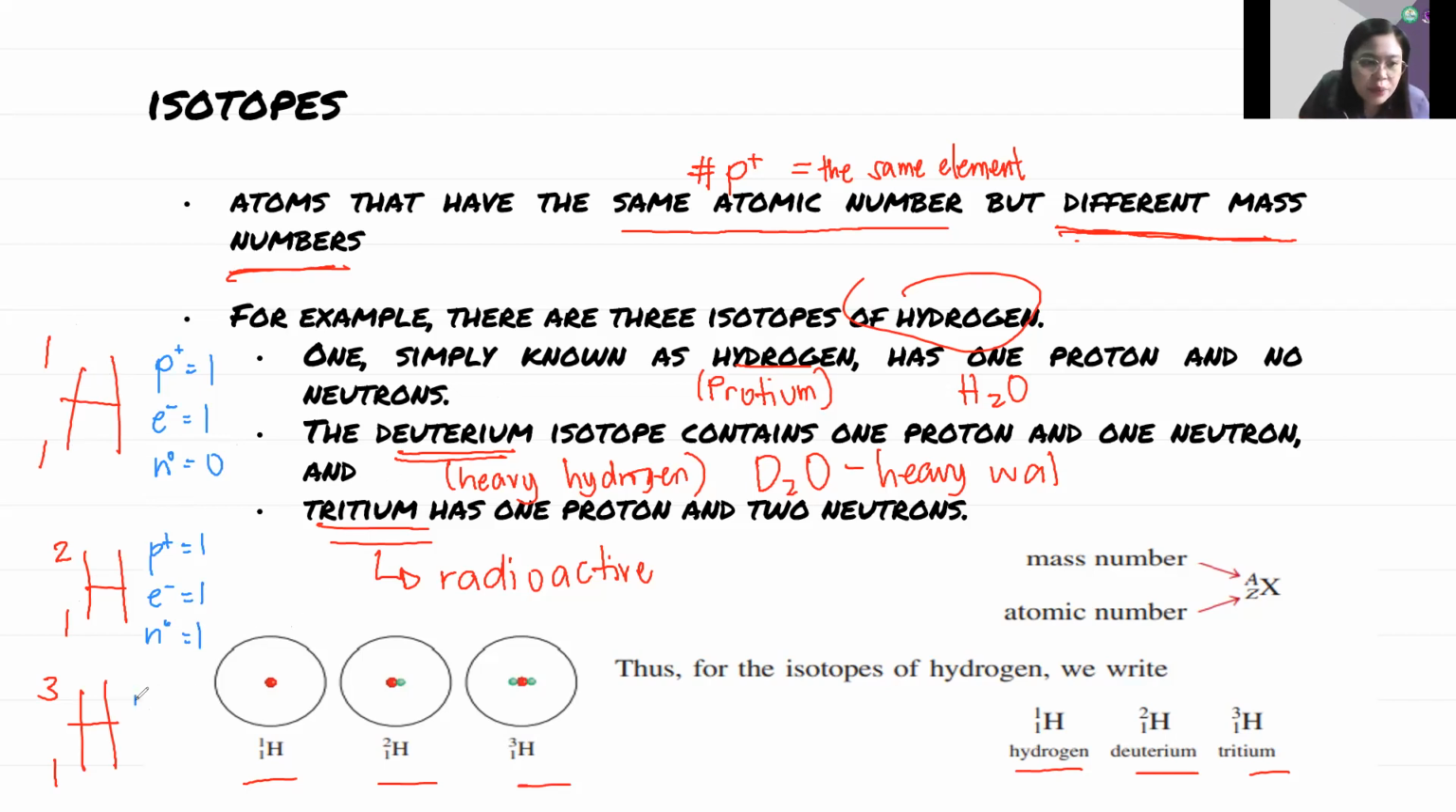And lastly, we have protons, still 1, electrons, still 1, and for the neutrons, for tritium or the radioactive hydrogen, this is 2 here. So that is now the difference. They are all hydrogen. They have the same atomic number, the same number of protons, but they have different mass numbers because they have different numbers of neutrons. And yes, they all exist here on Earth. They just differ in use and in origin.